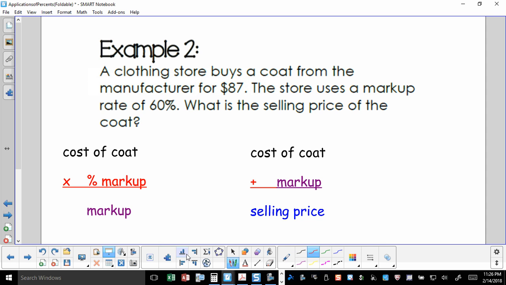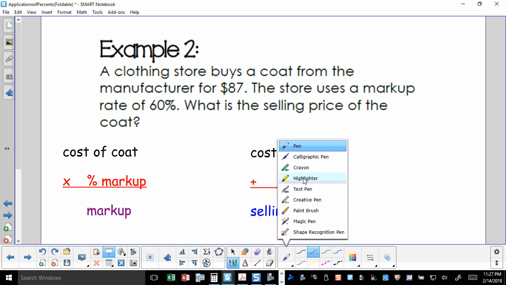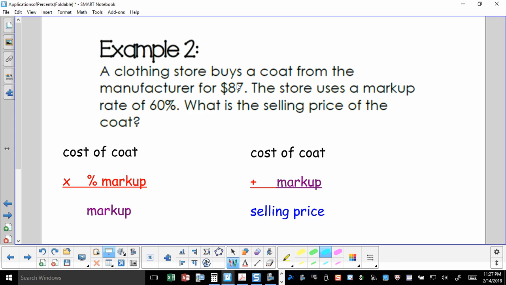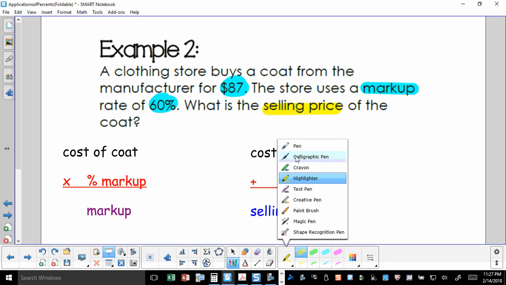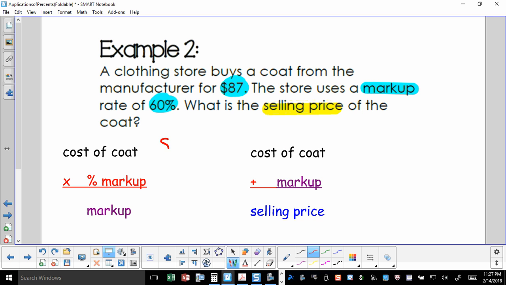A clothing store buys a coat from a manufacturer for $87. The store uses a markup rate of 60%. What is the selling price of the coat? All right, so we start with an $87 coat. We're going to mark it up 60%, but in this case they want to know the selling price, so we need to add that back in. So let's start at the beginning. Our cost of the coat is $87. The markup is 60%, which is 0.6, so times 0.6, and that's going to give us our markup.